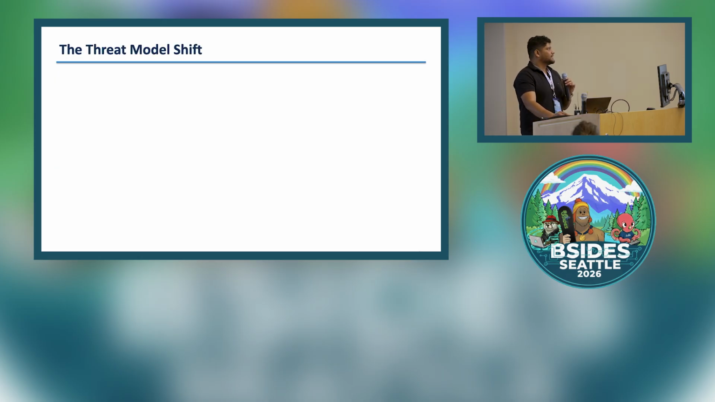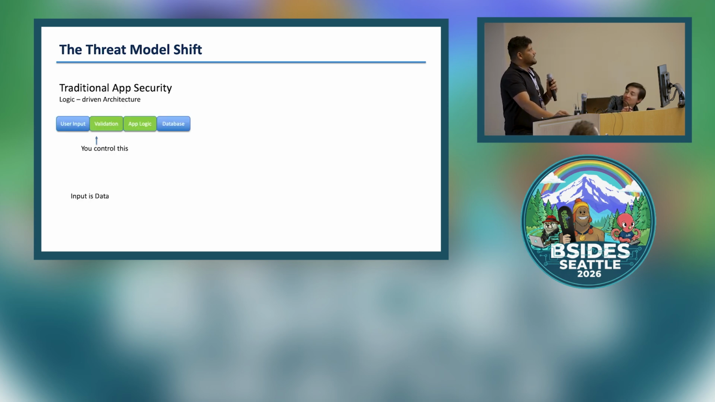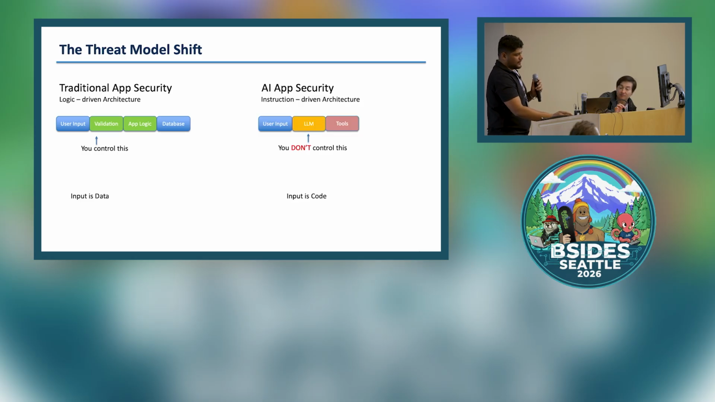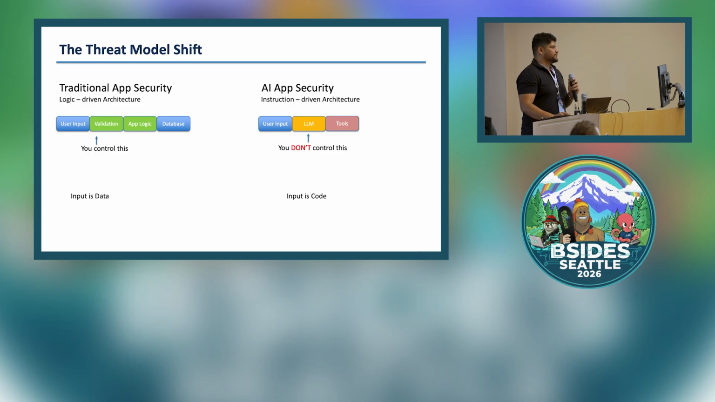So this is the key insight, the threat model shift. In traditional app security, you control the validation layer. User input goes through your code before it does anything. But with AI apps, the LLM is in the middle. And you don't really control what is being passed to the tools, what's being passed to the kernel. It's unpredictable by design. Prompt injection means user input can effectively become code. And you are basically just talking in English for it to execute code.